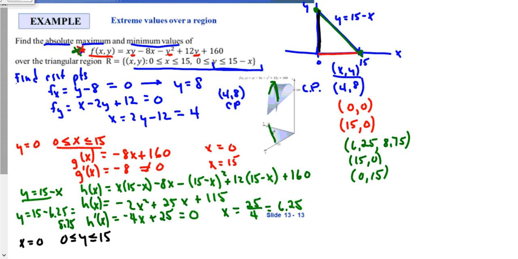Okay, so I'm going to keep y as the variable. So I'm going to define a function k of y, putting x equal to 0 into this function f. So letting x equal to 0, we're going to have minus y squared plus 12y plus 160. So that represents all of the z values, the values of f of x, y for the points that are on that black line segment. Okay, so let's find if there's any critical points.